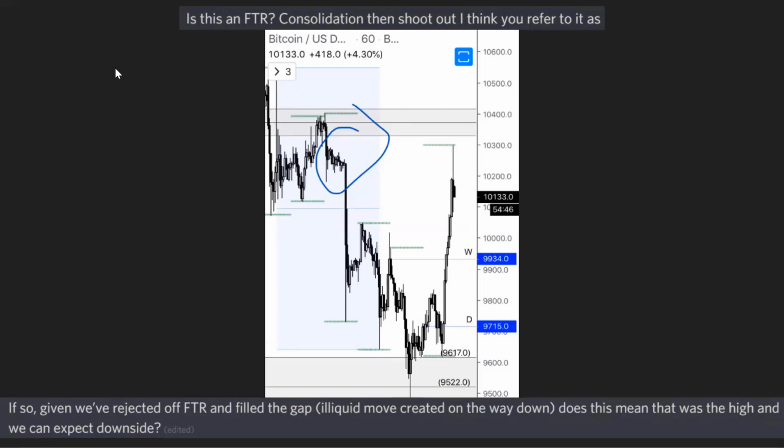So this is Bitcoin. Is this an FTR? Circled in blue. Consolidation, then shootout. If so, given we rejected off the FTR and filled the gap in here, this illiquid move created on the way down, does this mean that was the high over here and we can expect downside? This is a great question, and again, the big picture is really important here, so I'll just zoom out for a minute.